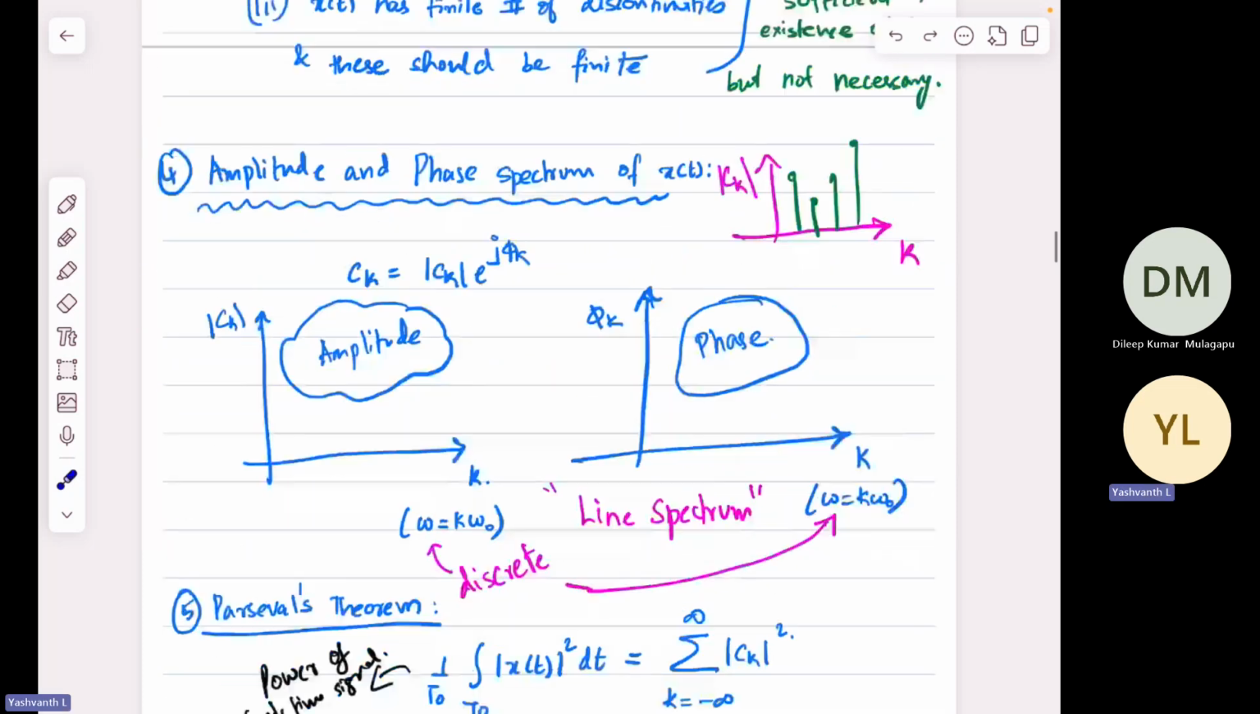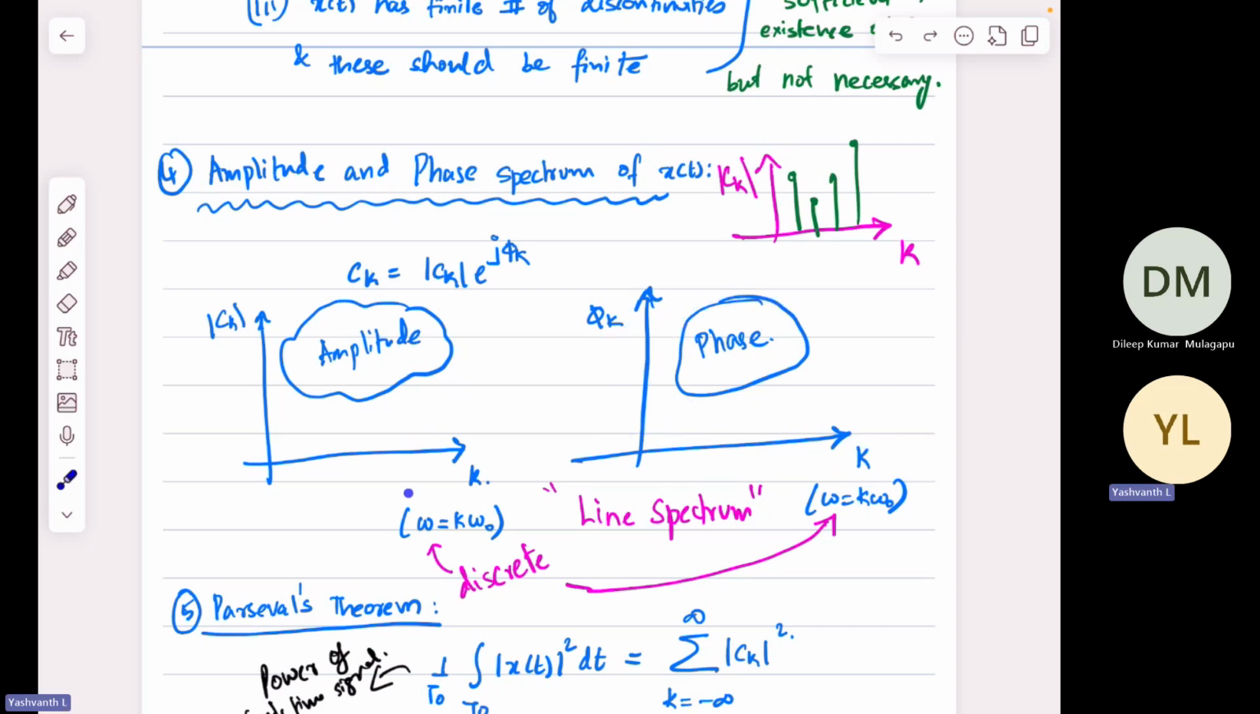Now next, the amplitude and phase spectrum of x of t. What is x of t? It is a continuous time domain periodic signal. Now what is an amplitude spectrum? You compute ck, the complex exponential Fourier coefficients, and since it's a complex number, you can always write it as mod ck times e power j phi k. Now you plot the magnitude of ck as a function of k. Whatever graph you get is called the amplitude spectrum of x of t. Similarly, you take the angle of ck, that is phi k, and plot phi k as a function of k. Whatever graph you get here is called the phase spectrum.